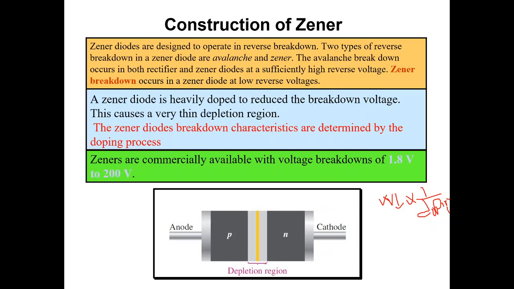And regarding the breakdown conditions, we already know that there are two types: the avalanche breakdown and the Zener breakdown. Breakdown is nothing but getting a high amount of current with respect to a small variation of voltage.